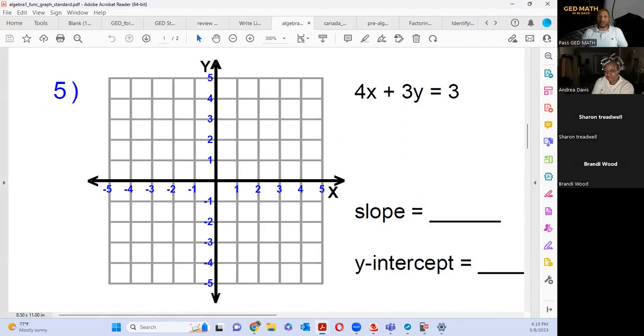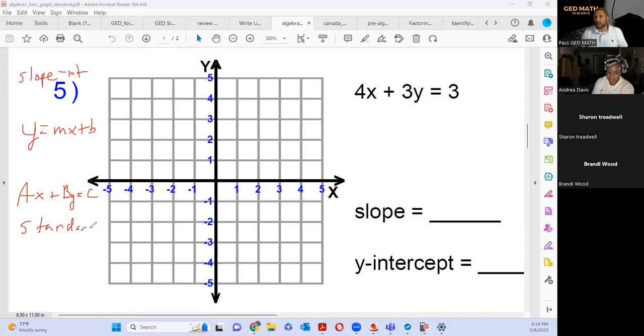First thing you've got to identify is the form of this linear equation. There are two forms. y = mx + b, that's called slope-intercept form. The second form is ax + by = c, that's standard form. So the first thing you should be able to do is identify what type of linear equation it is.